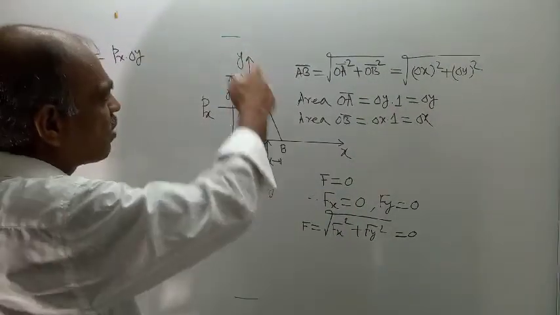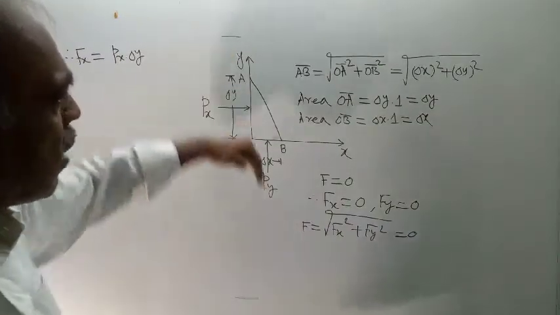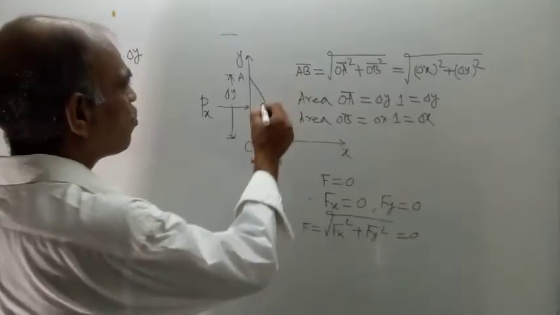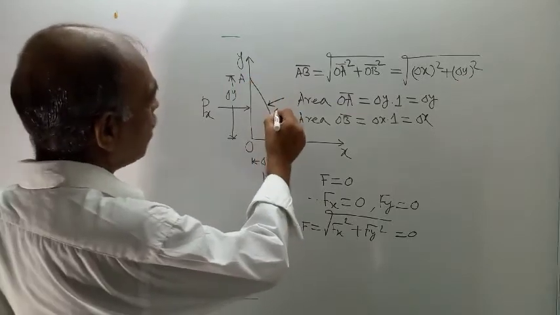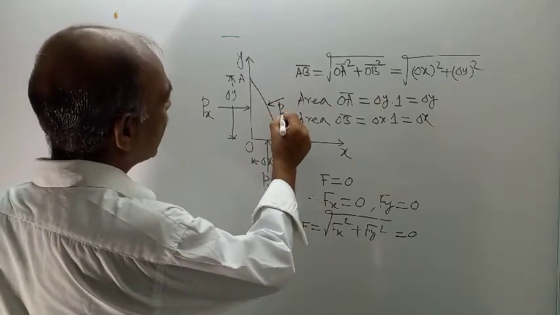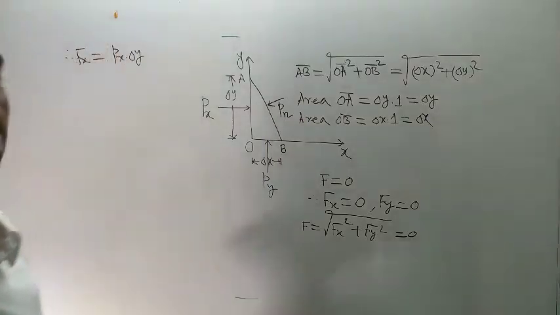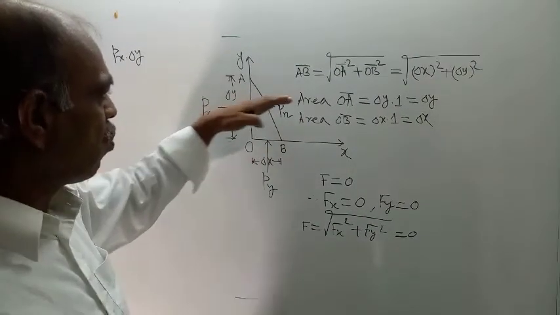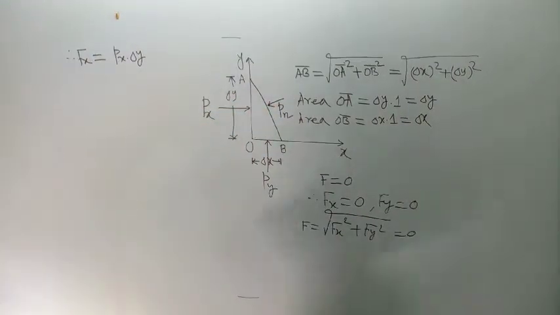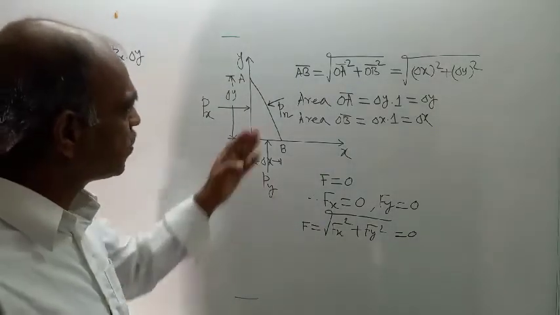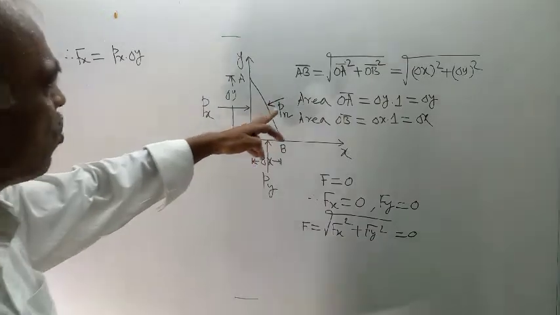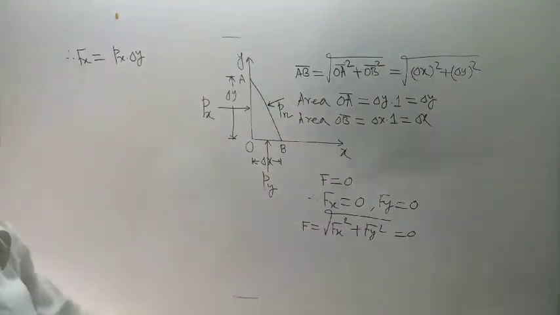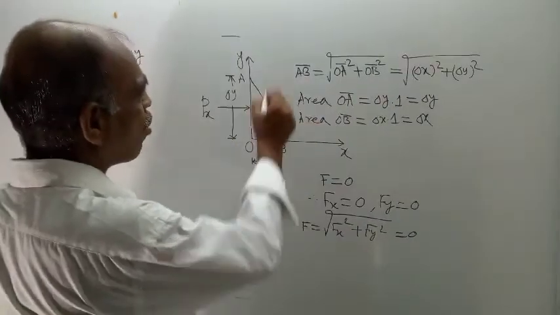But there will be one component of force on the surface AB. On the surface AB, there is also one force. Suppose in this direction, perpendicular to AB, the pressure is denoted by Pn, P suffix n, n for normal. This is the normal direction of AB. So this force is there, and it must be resolved into two components, along x and along y.